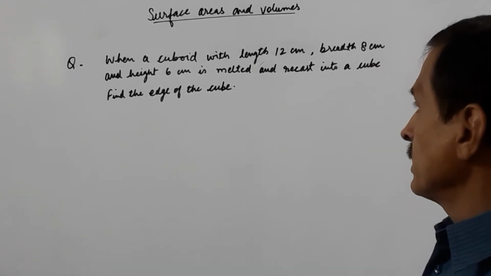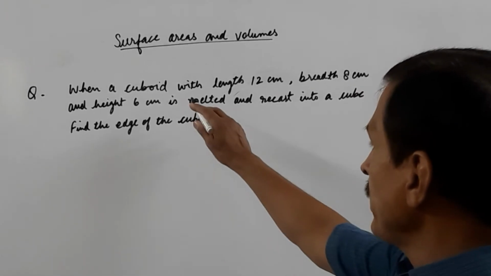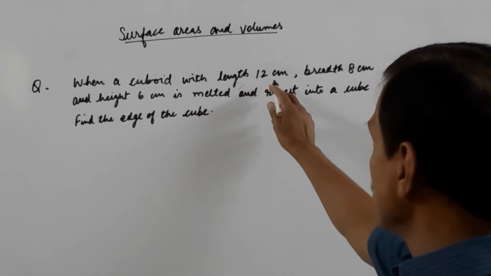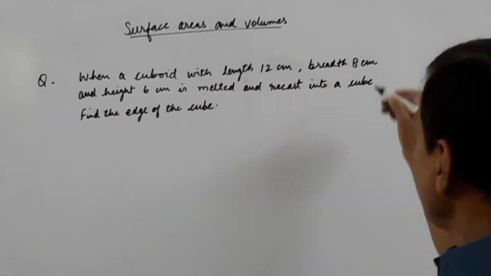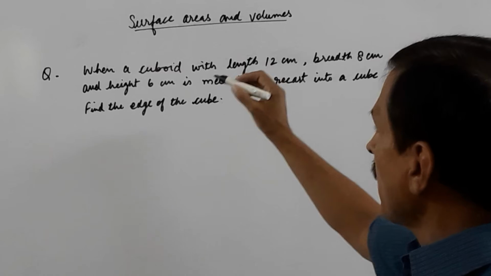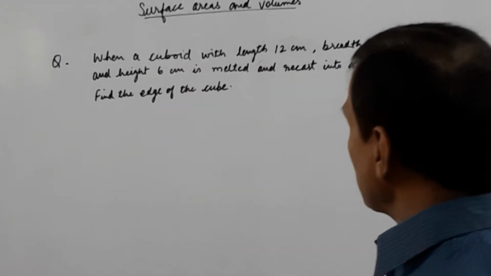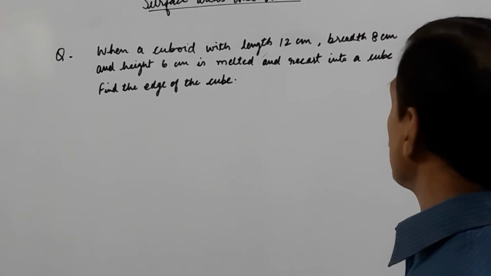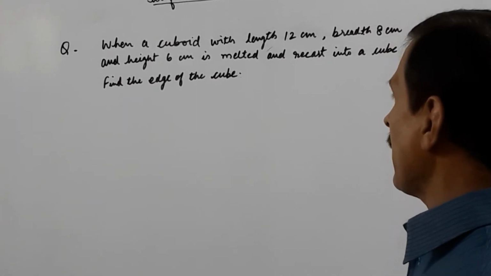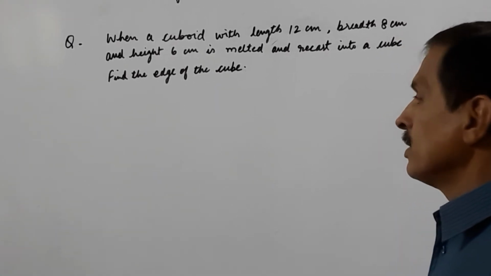In the next question, when a cuboid with length 12 centimeter, breadth 8 centimeter and height 6 centimeter is melted and recast into a cube, find the edge of the cube.